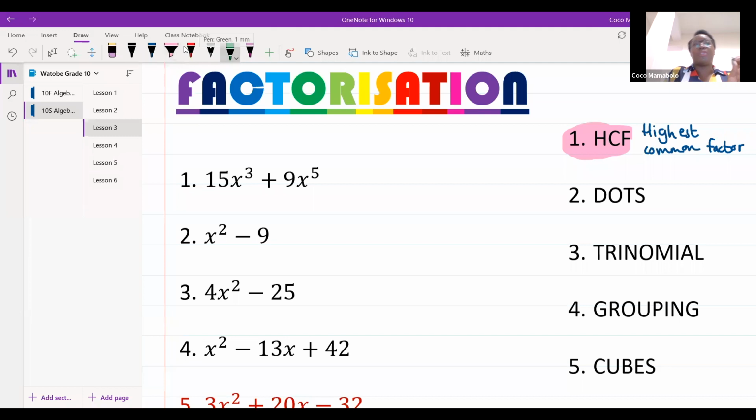What about dots? What does dots mean? Who knows what dots means?